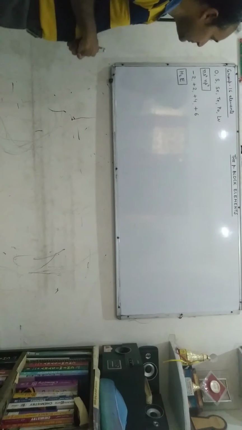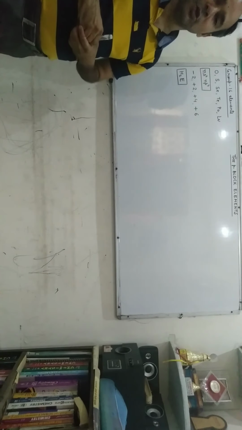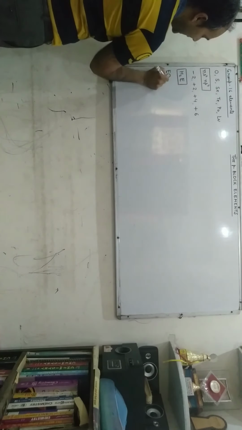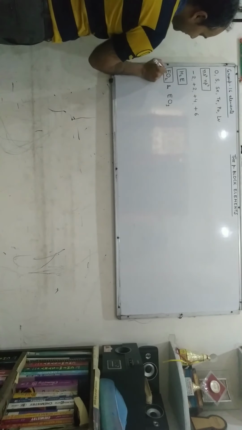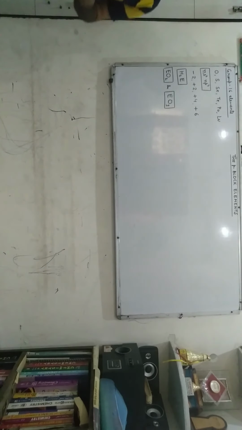Now let us discuss the reaction with oxygen. Group 16 elements react with oxygen to form oxides of type EO2 and EO3. Both types of oxides are acidic in nature.